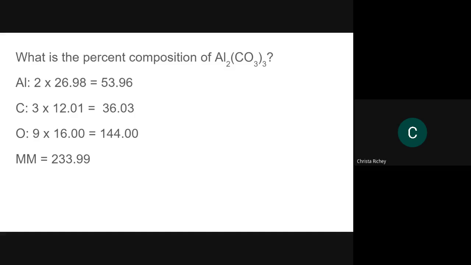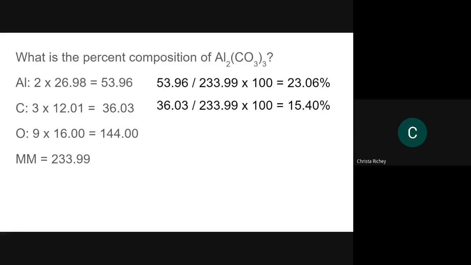Now, how do I get the individual percentages? What were we doing yesterday and the day before? How do you use this molar mass? You divide the total amount for each individual element by the entire compound, then times 100. For aluminum, it ends up being 23.06%. For carbon, it ends up being 15.40%. And for oxygen, it ends up being 61.54%. It should roughly add up to 100. If you round a little bit off, it may not be exact, but it should be pretty close.